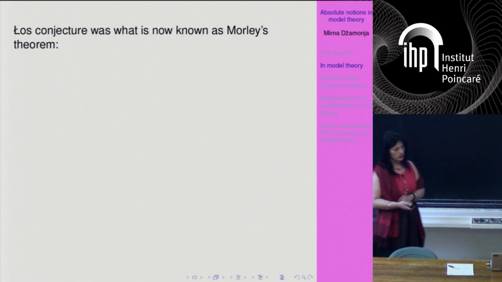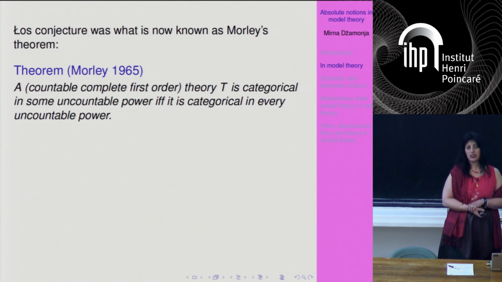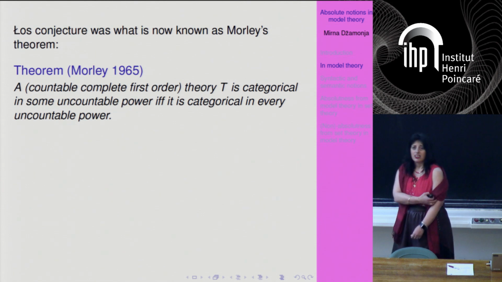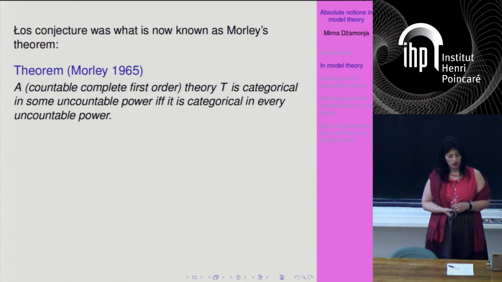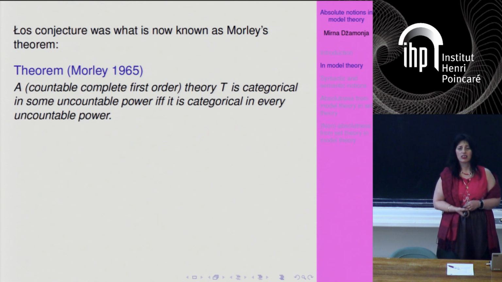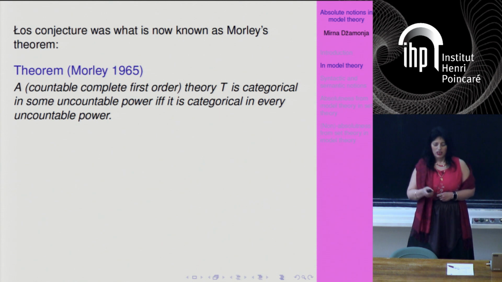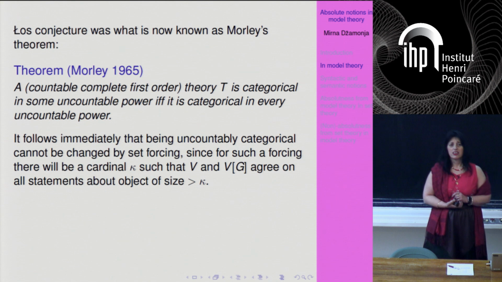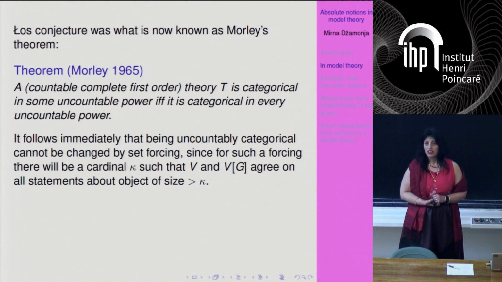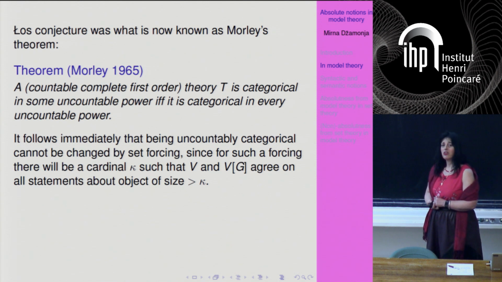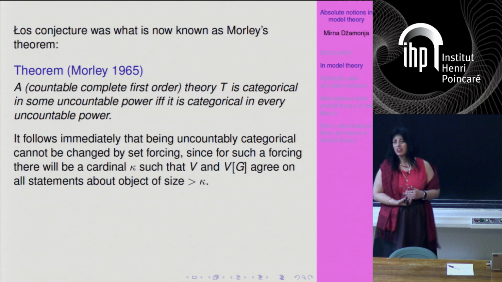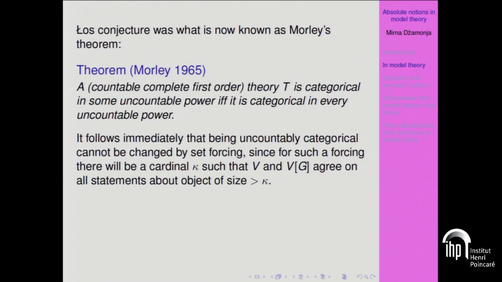Morley answered the Los conjecture in 1965 by showing this very beautiful theorem: a theory, for me a countable first order complete theory, is categorical in some uncountable power if and only if it's categorical in every uncountable power. Categorical means it has just one model up to isomorphism. It follows immediately that being uncountably categorical is absolute. Why is this? Because our forcing notions are sets, and since they are sets, they're not going to change the whole universe of set theory. So there will be some cardinal kappa above which the forcing will do nothing. So in such a kappa, the theory will be categorical, and therefore, by Morley's theorem, it will be categorical in every power.